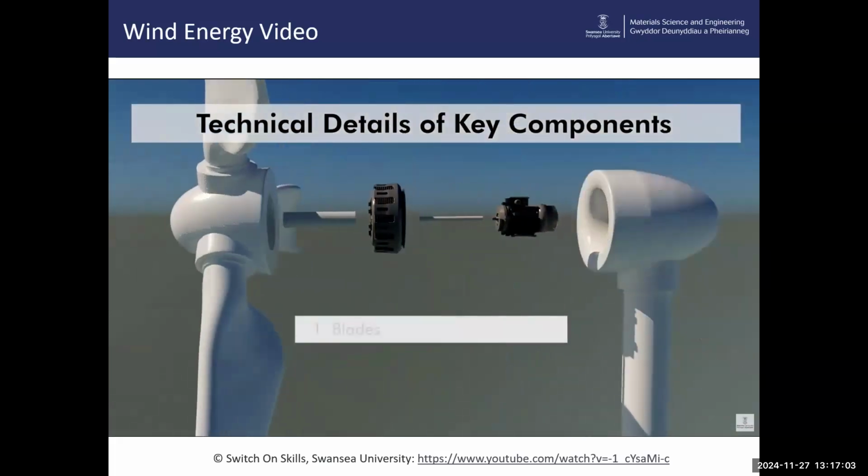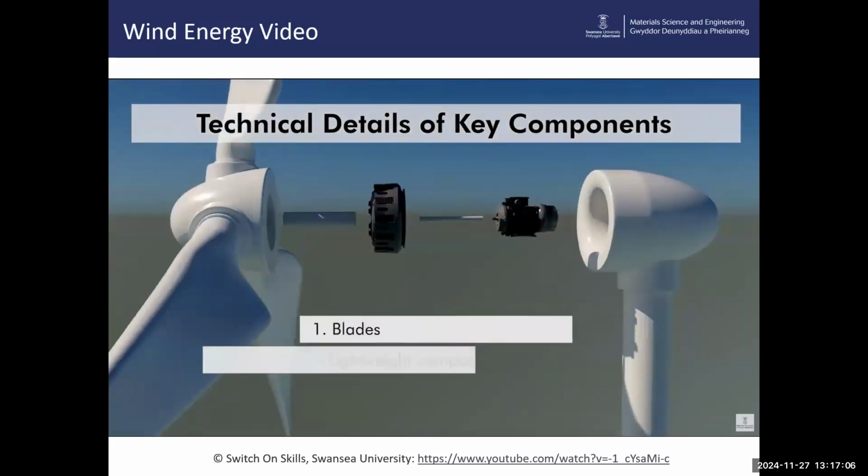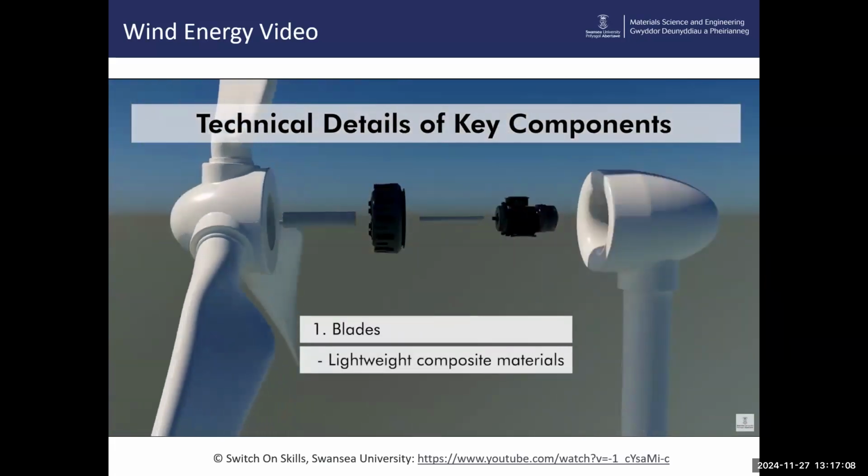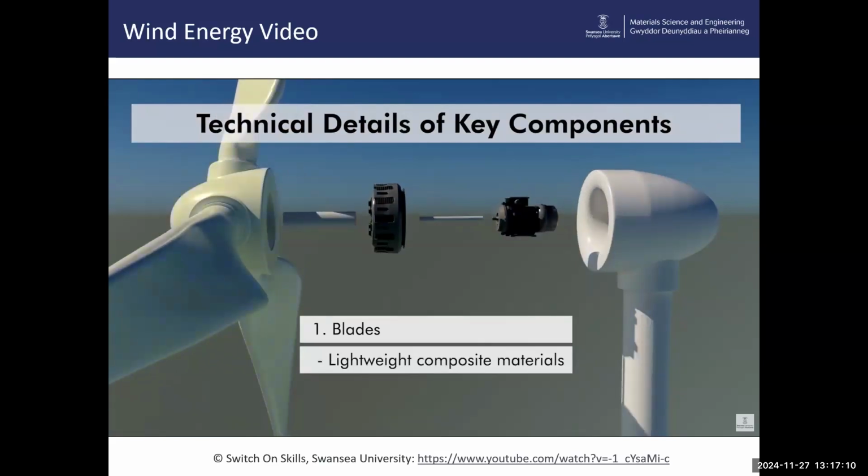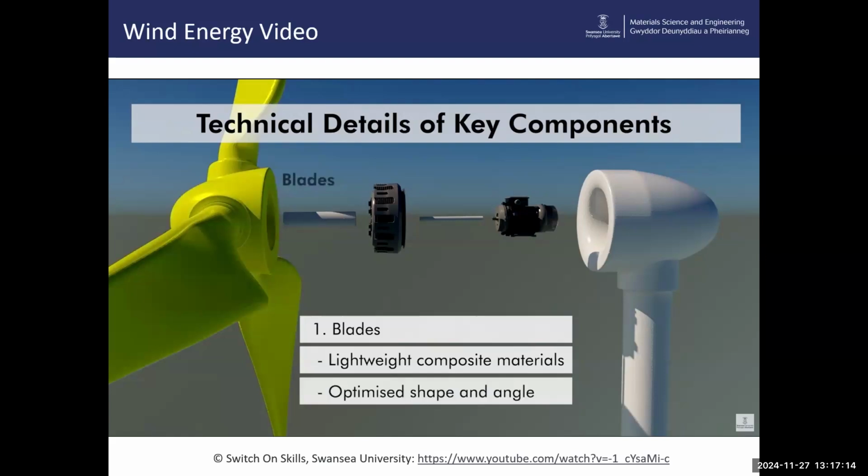1. Blades. Made from lightweight composite materials like fiberglass or carbon fiber to withstand harsh marine conditions. Their shape and angle are optimized for capturing maximum wind energy. 2. Nacelle. This is the housing at the top of the turbine tower, containing the gearbox, generator, and control systems. It's designed to protect these components from the salty and humid offshore environment.